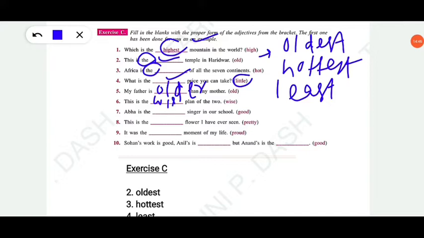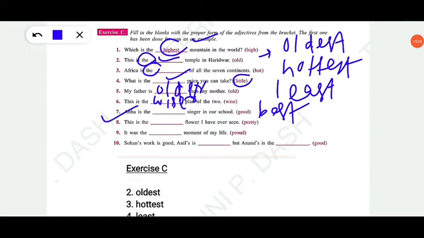The next, Abha is the dash singer in our school. That means Abha is compared with all other students in our school. So superlative degree should be used. Abha is the good, better, best. Okay, best. Then next, this is the dash flower I have ever seen. So here you have to use superlative. This is the prettiest. Okay.